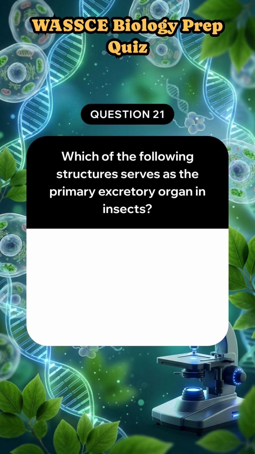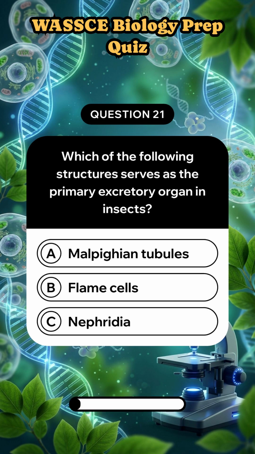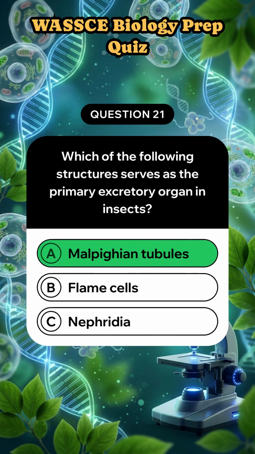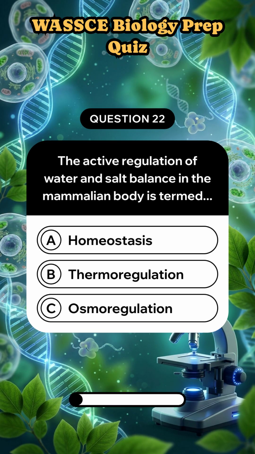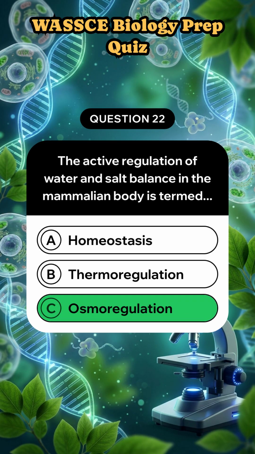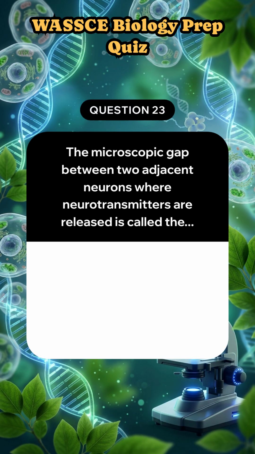Which of the following structures serves as the primary excretory organ in insects? The active regulation of water and salt balance in the mammalian body is termed? The microscopic gap between two adjacent neurons where neurotransmitters are released is called the?